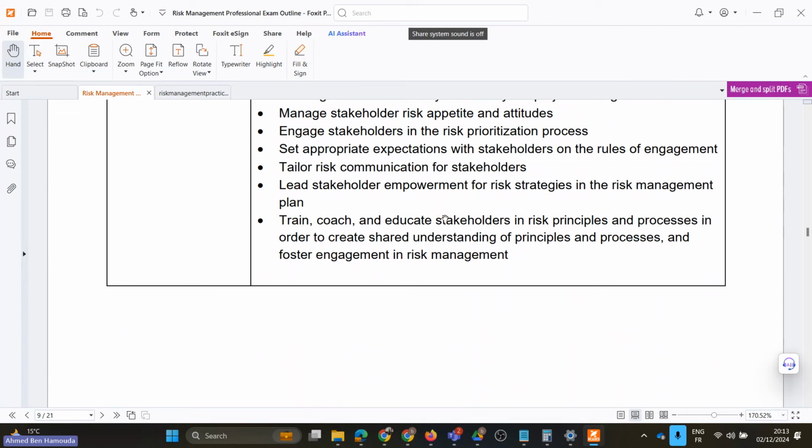And then how to train, coach, and educate the stakeholders in the risk principles, because oftentimes many stakeholders don't differentiate between a risk and an issue. I remember once there was this case with the accountant in a company who called the senior manager and said, "Oh, we have an issue." And the senior manager, it was a lady, said, "What's the issue?" And the accountant, he was a man, replied, "You know what? Our main supplier is about to go bankrupt."